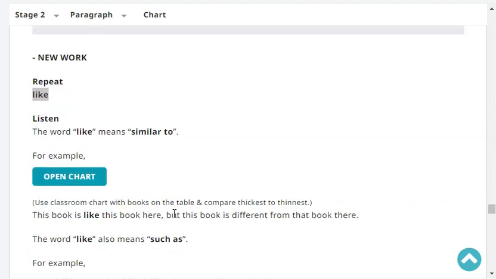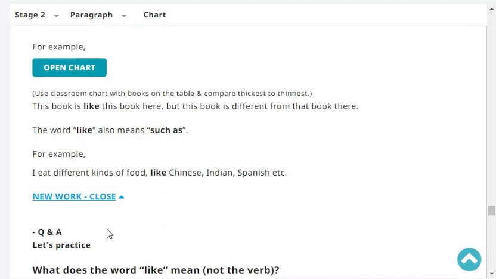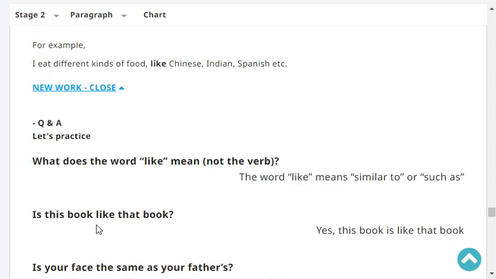Next, repeat. Like. Very good. Okay, listen. The word like means similar to. For example, this book is like this book. It's similar, but this book is different from this book. The word like also means such as. For example, I eat different kinds of food, such as Chinese, Indian, Spanish, etc. Or we can say, I eat different kinds of food, like Chinese, Indian, Spanish, etc.